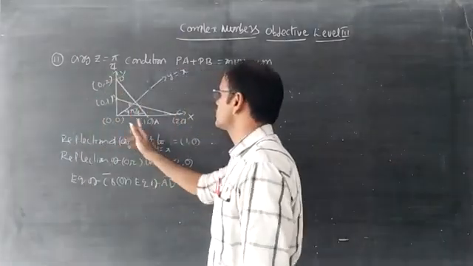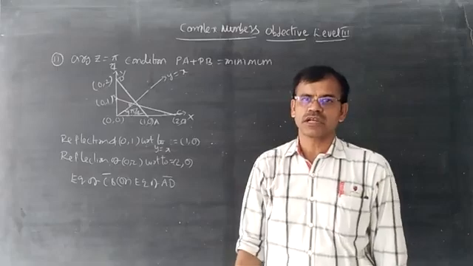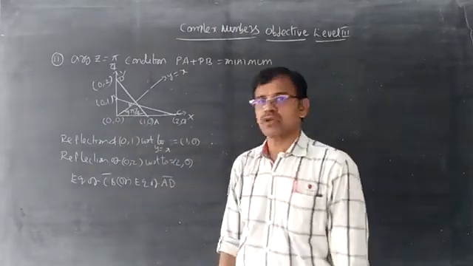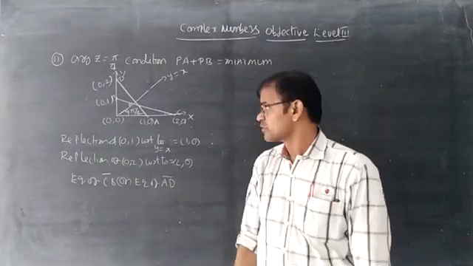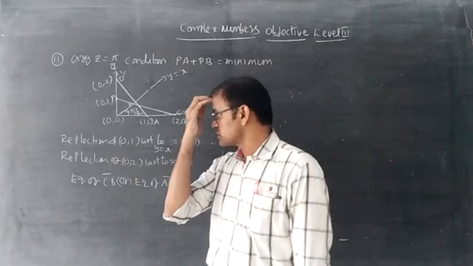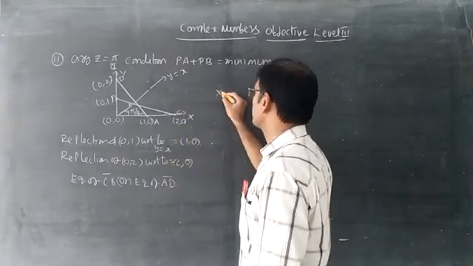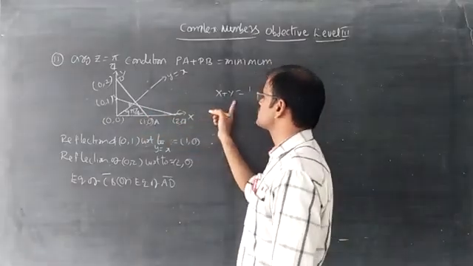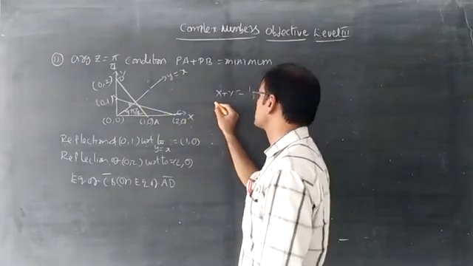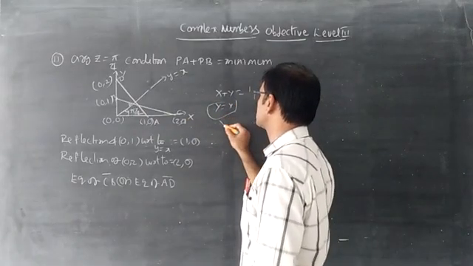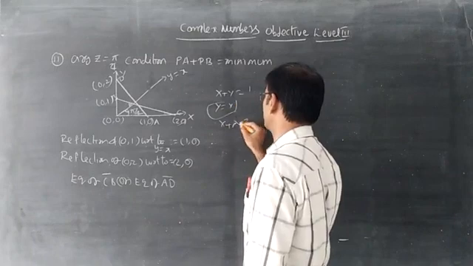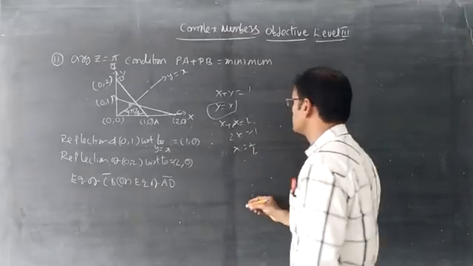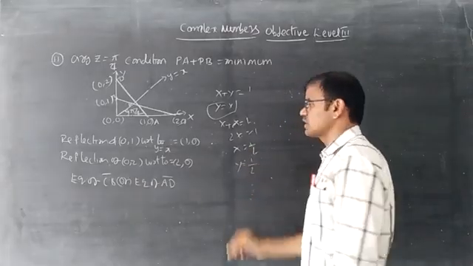Whenever we are joining (1, 0) and (0, 1), it becomes the equation of a straight line in intercept form, x by a plus y by b is equal to 1. So it is x by 1 plus y by 1 is equal to 1, x plus y is equal to 1. Substituting y is equal to x, x plus x is equal to 1, so 2x is equal to 1, x is equal to 1 by 2. And y is also 1 by 2.